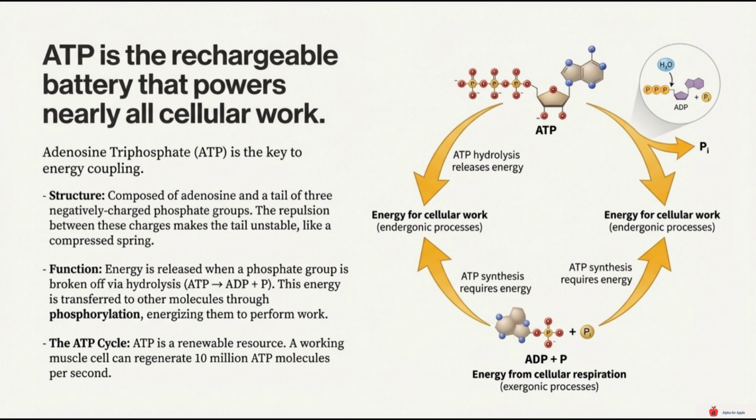Crucially, that energy doesn't just float away as heat. It's transferred directly to other molecules in a process called phosphorylation. That transfer energizes them to do work. Whether that's chemical work, like building a protein, or transport work, like we saw with the active transport pumps. Or even mechanical work, like the motor proteins that make your muscle cells contract. ATP fuels all three. The speed of the ATP cycle is just mind-boggling.